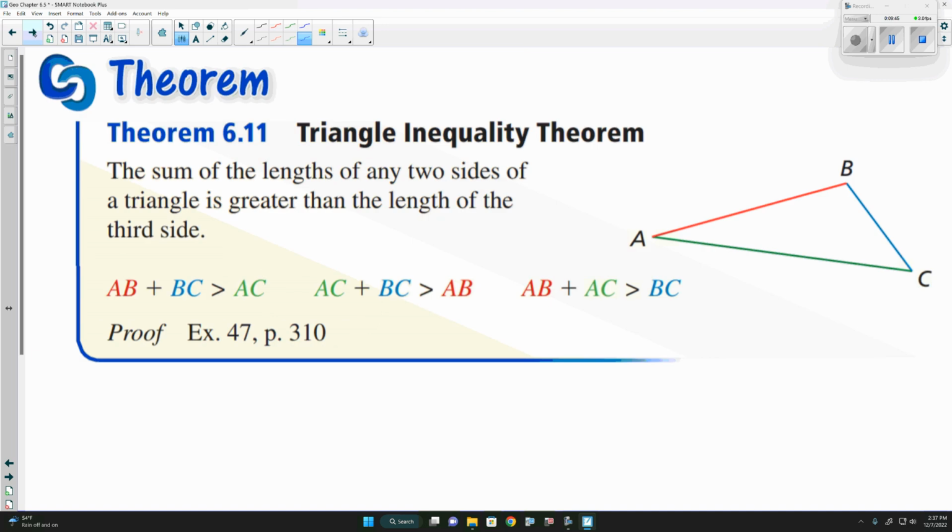The last theorem that we have is the triangle sum theorem. And the triangle sum theorem states that the sum of the lengths of any two sides of a triangle is always greater than the third. So no matter which two sides we pick, if we add them together, their sum should always be bigger than the third side. And we have three different ways we can add them together.